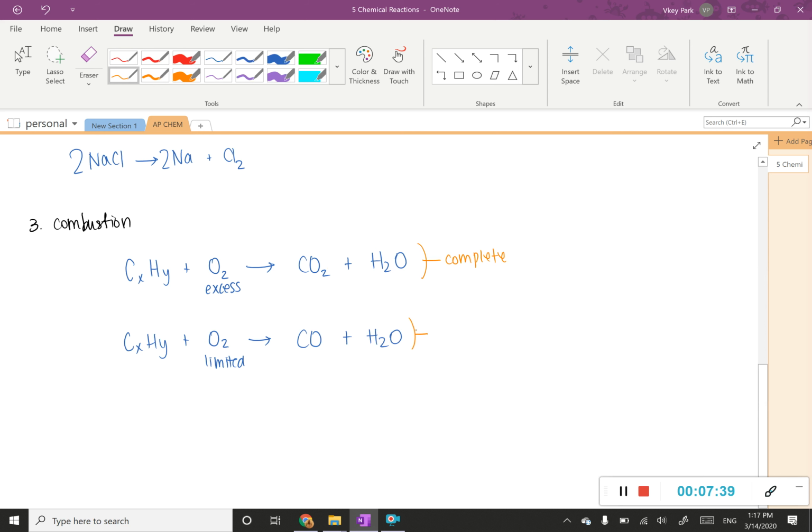But if you have a hydrocarbon and limited amounts of oxygen, like not enough, because oxygen is the limiting reagent, you end up creating carbon monoxide and water. Imagine if you were to barbecue indoors. Would you do it with your windows closed or open? You would do it with your windows open, because if you did it with your windows closed, you would suffocate, because you would be creating a ton of carbon monoxide since there's not enough oxygen. And this is called incomplete combustion. And that's it. Cool.